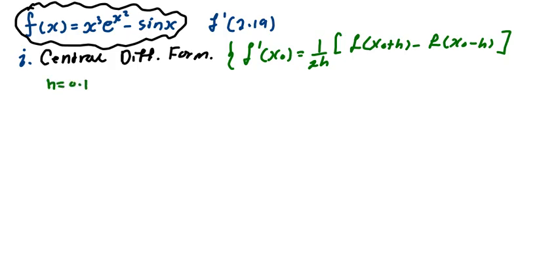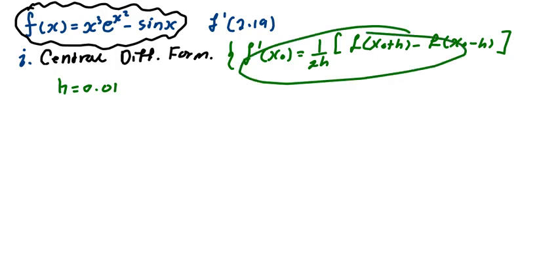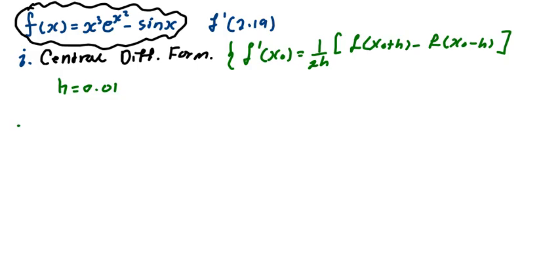So now let's try to use another value of h, but we are still under the central difference. Our value of h, let it now be 0.01. Okay, so we're still going to use the same formula, which is our central difference. So it will be f prime of 2.19. We're still trying to approximate the same value. It is 1 over 2 open bracket 0. It's not 0.1 now, but it's 0.01. It's a different value of h.